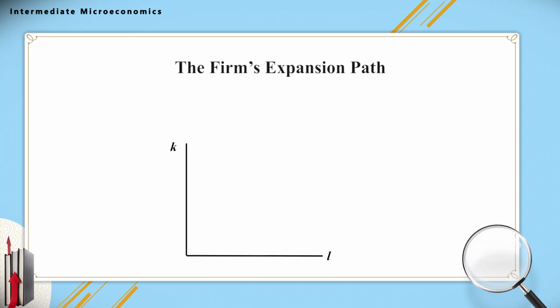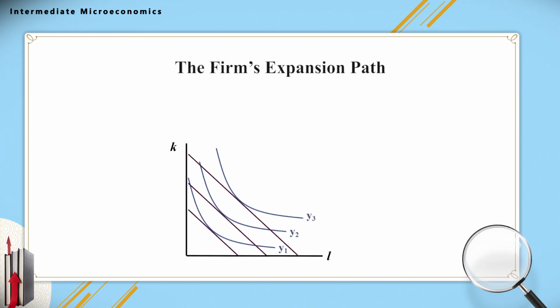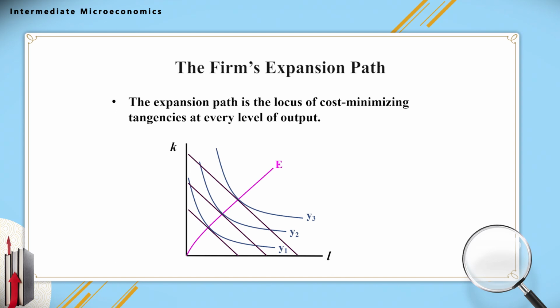Given different output levels, we can find a series of optimal factor input bundles. If we collect all of these input bundles, we find a trajectory of the producer's production change. This line reflects how the optimal input amount of factors varies with the output change. We call it the expansion path. It is the collection of cost minimization tendencies at every level of output.